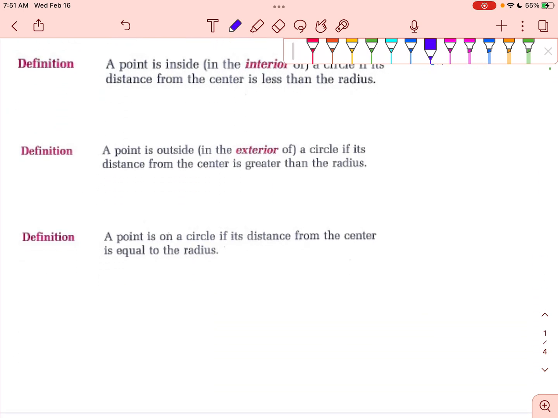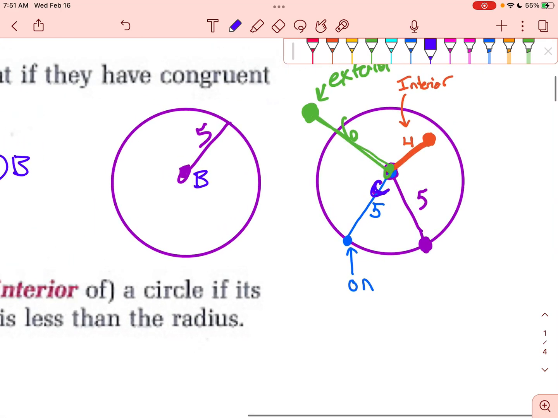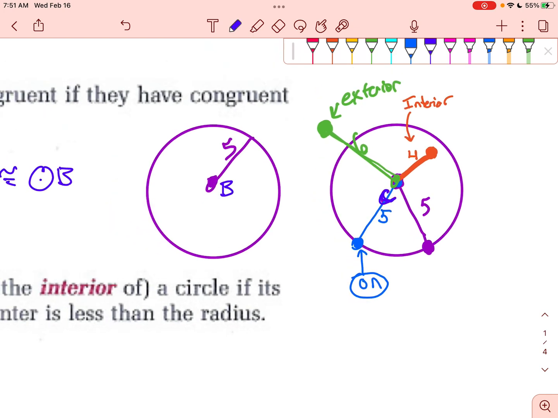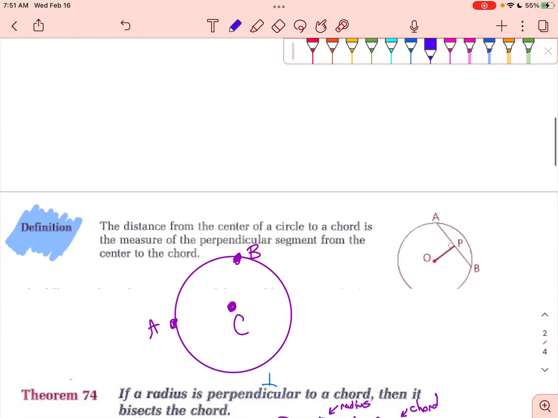And a point is on the circle if its distance is equal to the radius. We know that this blue point is on the circle, and this blue point is on the circle, because each is 5 inches, or 5 centimeters, whatever, away from the center. Because that is equal to the radius, we know it's on the circle.